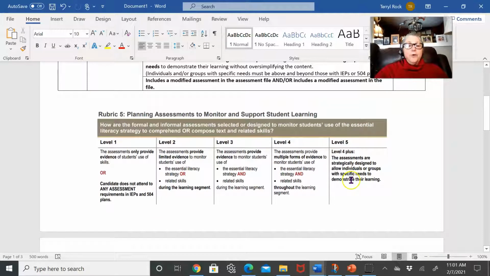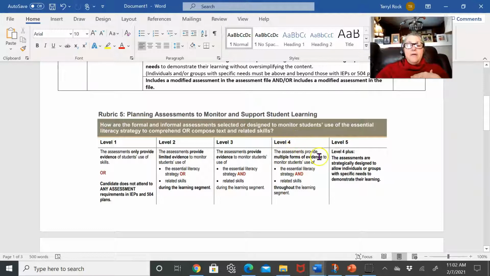Now, once we have those definitions out of the way, let's look at the rubric. The rubric is very clear here that you have to provide evidence to monitor students' use of the essential literacy strategy and related skills. Now, for everybody else in all the other handbooks, you're going to have your subject-specific emphasis, which would be in your level 3. So everybody has to look at their own handbooks to see what the difference is in these bullets. That's just what this says for literacy.